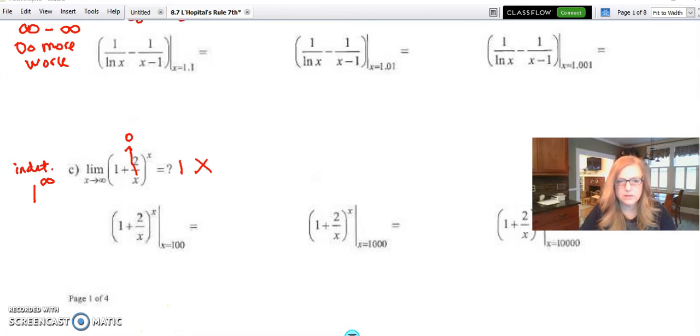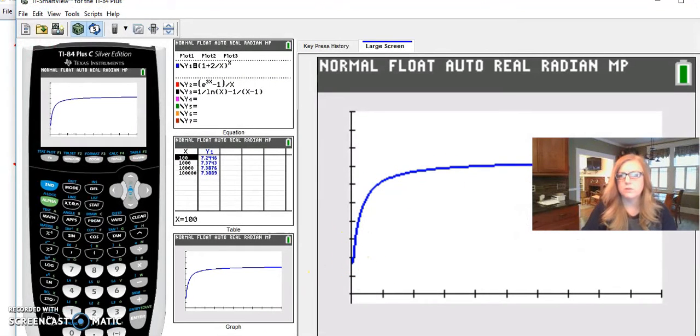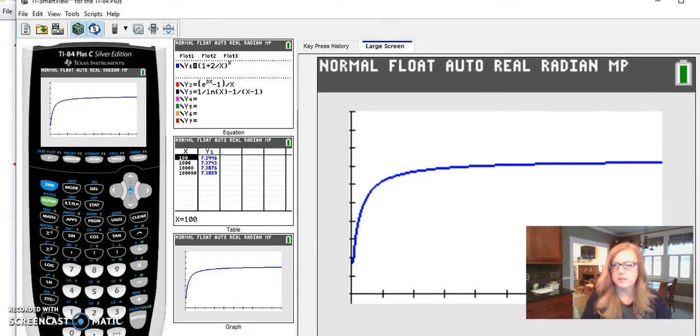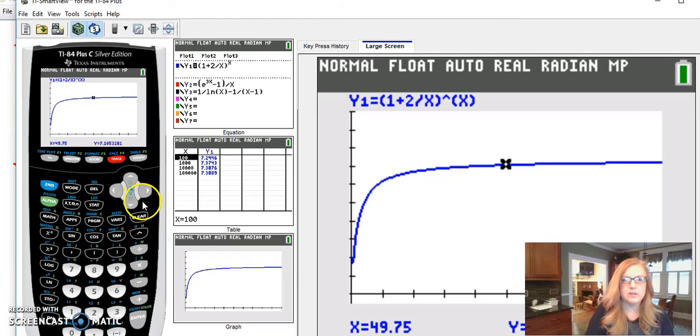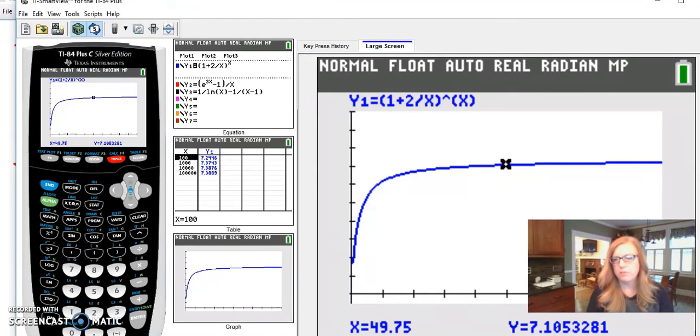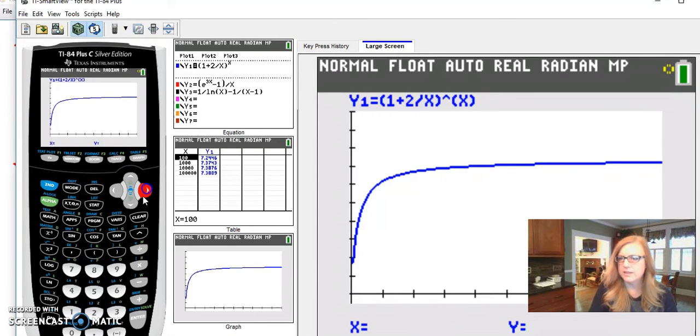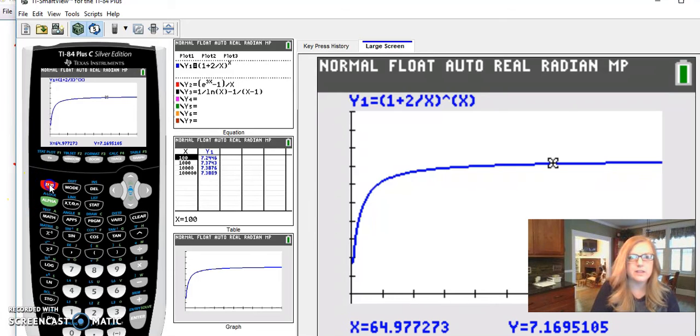All right, so taking a look at this graphically, when we're going to infinity here, move myself out of the way, we clearly look like we have a horizontal asymptote. And if I just take a look at the trace, here at 50, we're about 7.105, so clearly, the gut feeling that it's going to be 1 is not the right one.